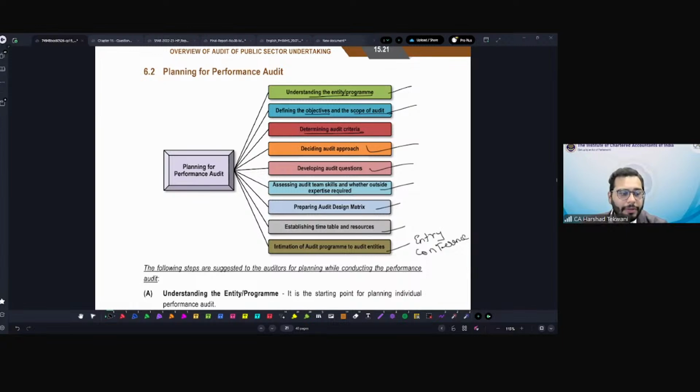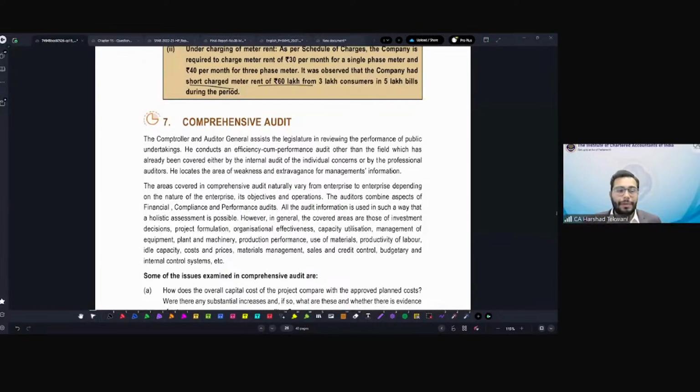Okay, this was your performance audit basically. Now we will understand the next part over here, that is the comprehensive audit. Now, what is a comprehensive audit? Basically, the comprehensive audit is the combination of performance, compliance, and financial audit. You have a combination of audits. Here, you combinedly verify the financial part, you verify the compliance part, and you also perform the performance audit.